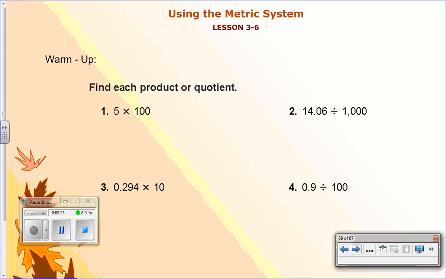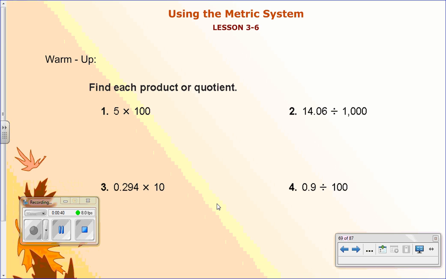So as a warm-up, I have 4 problems here, and I want you to solve all 4 of them quickly. So in your head, or write them out if you need to, and then when you're all done, come back and check your answers, all right? So go ahead and do that now.